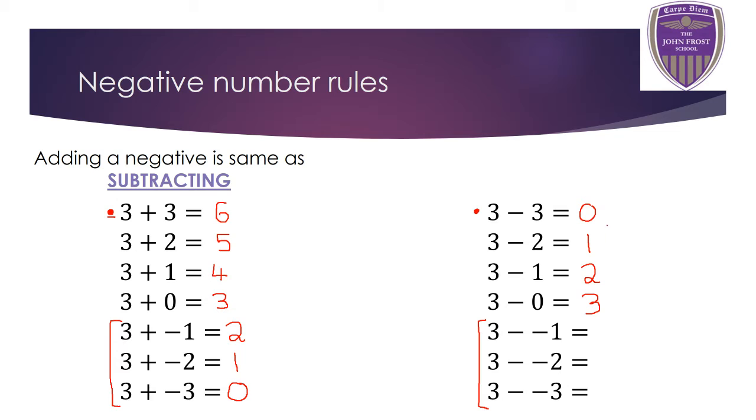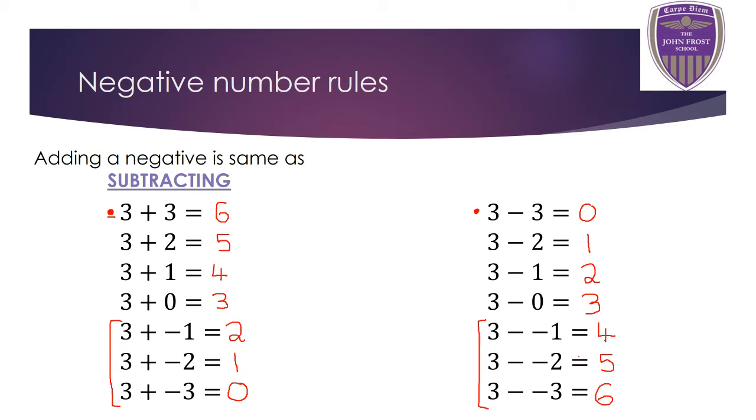How does that affect the answers? Well, the numbers are getting 1 bigger every time. So that must mean that 3 take away minus 1 must be equal to 4. 3 take away minus 2 is 5. And 3 take away minus 3 is 6.